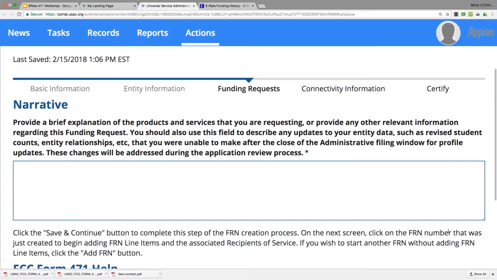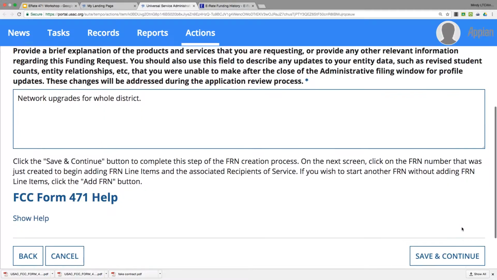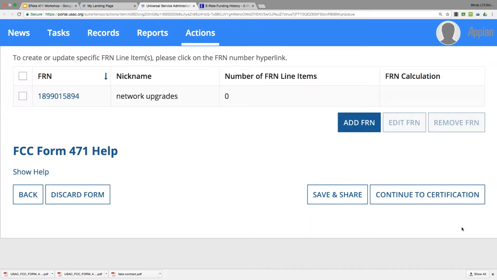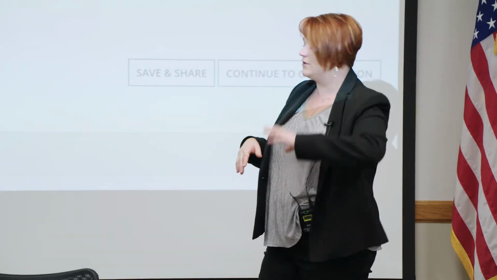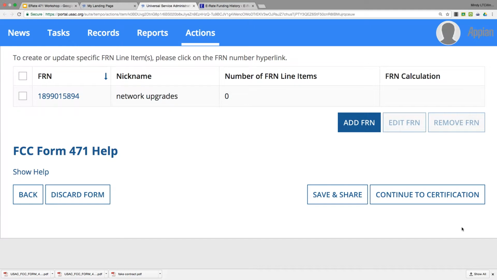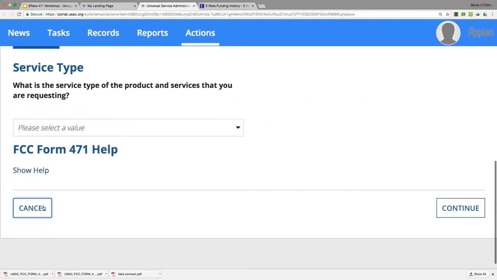So here we have a narrative and it says, what is it that you're applying for? So I'm going to say network upgrades for whole district. In our case, everything of our bid came from one provider. So we're going to put everything under one FRN. You might have a situation where you need to do one FRN for network upgrades with one provider and a little bit others with another, but I'm going to put it all under one. So you can see here, I have my FRN. I have no line items underneath. So I'm going to fix that. Oops, that's not what I meant to do. Cancel.